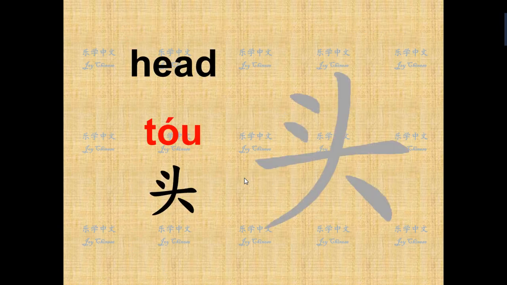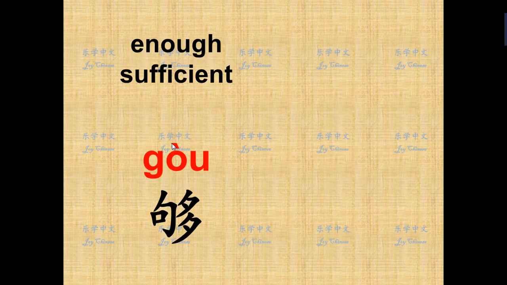I picked a few important characters for you to learn. The first one is head. Te, o, tou, head. The way it's written is first, second, third, fourth, and fifth. It's not hard to learn. You can practice at home. Second one is ge, o, gou. The fourth tone means enough, sufficient.